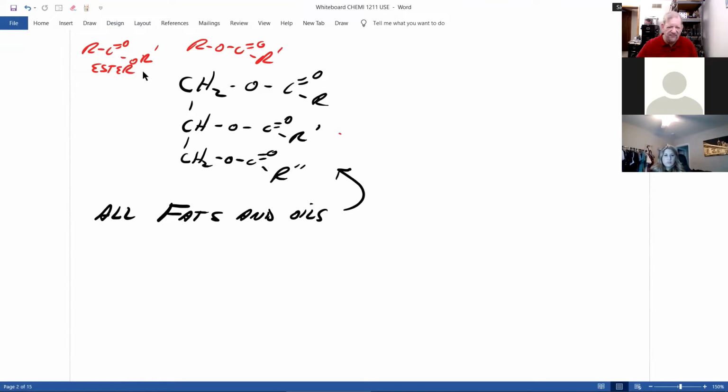And if we look here, I have ester number 1, R group, oxygen, carbonyl, R. Ester number 2, same thing, except R can be different on this one, R prime, or it can be the same. And ester number 3. And again, R double prime can be the same as R prime and R, or it could be different. And all your fats and oils have that structure, period. This is an area I worked in quite heavily for a number of years, fats and oils.